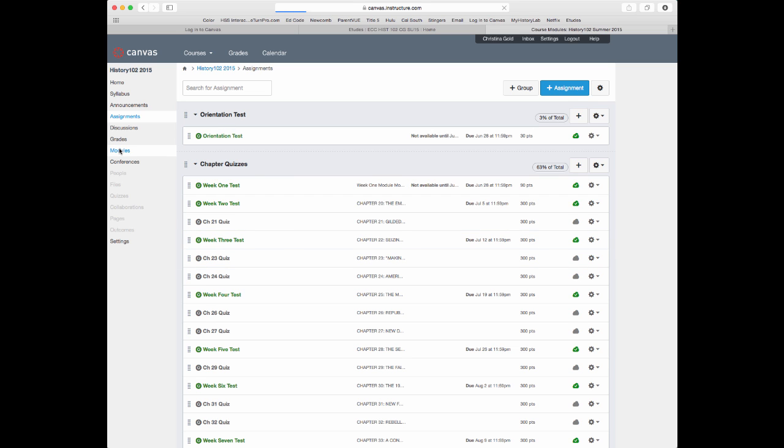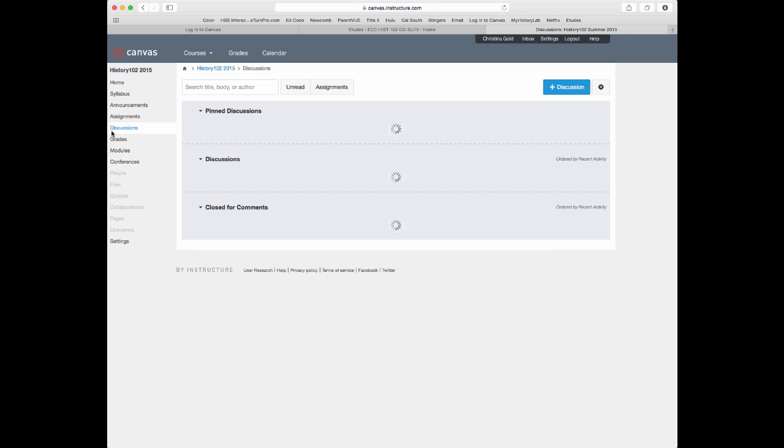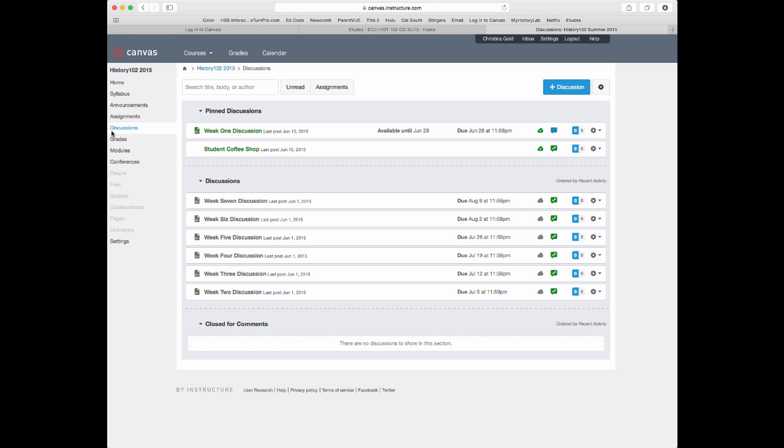The modules link is a little easier. Here's the week 1 module. I still need to set up and organize our other modules. And then, of course, the discussion links. Now, for the group discussions, you can see the student coffee shop. You can go in here to ask questions of other students.